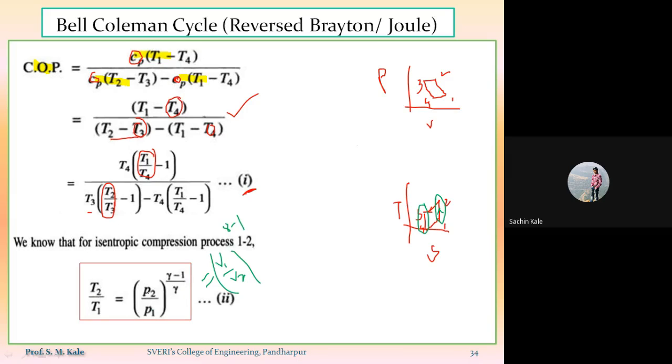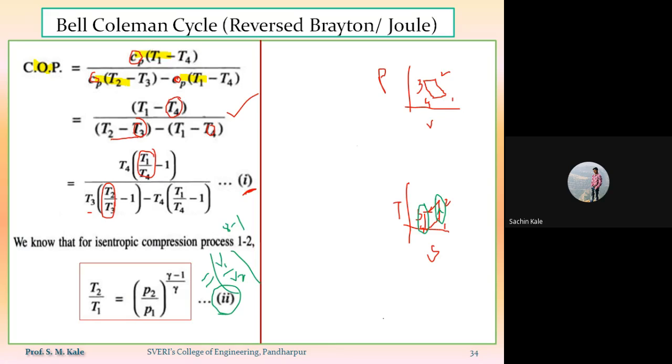T2 divided by T1 is equal to P2 divided by P1 raised to gamma minus 1 upon gamma, which is equal to V1 divided by V2 raised to gamma minus 1. So we can write T2 divided by T1 is equal to P2 divided by P1 raised to gamma minus 1 upon gamma. Let me consider this as equation number 2.